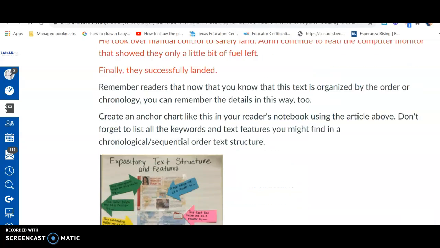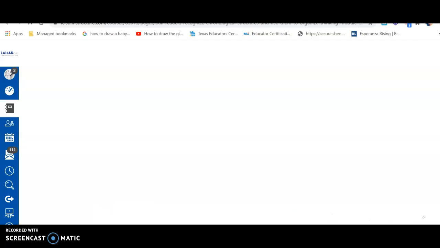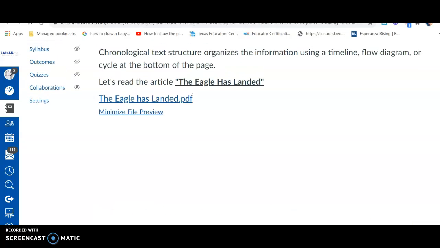So today I want you to read through this article and see if you can find some places where they have used chronological order in the article "The Eagle Has Landed."